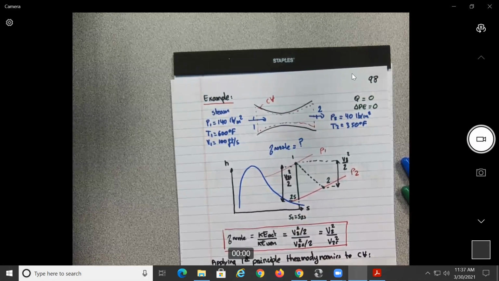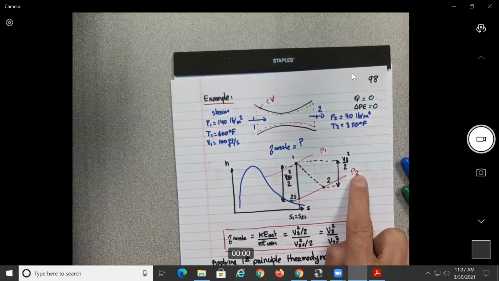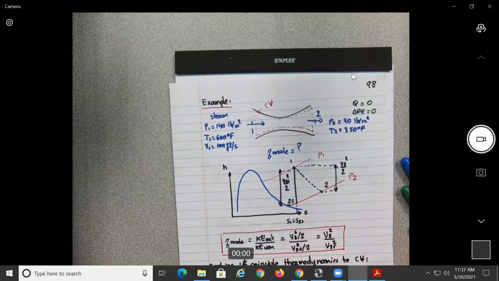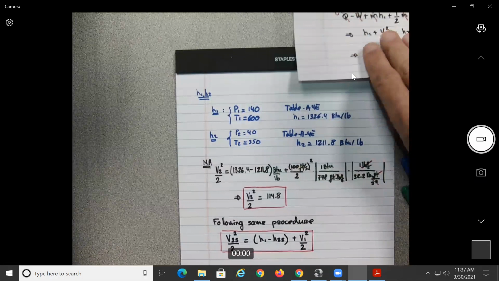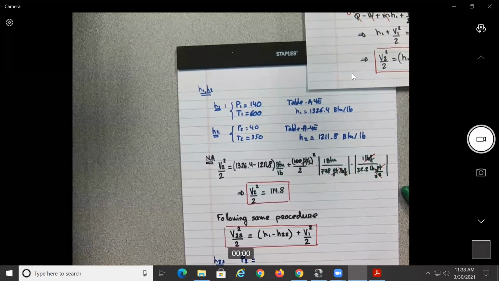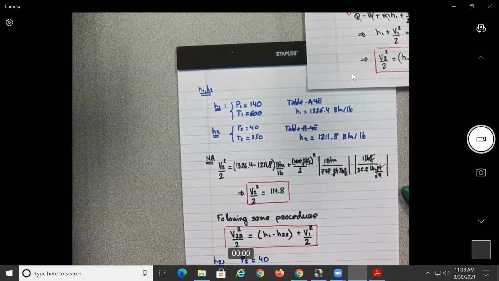On H2S, we know the pressure, and what else are we going to know? The entropy, no? Okay, so basically those would be the two things we use. So to find H2S, we need to know two things. That will be the pressure, so P2 equal to 40. And we know S2S will be equal to S1.